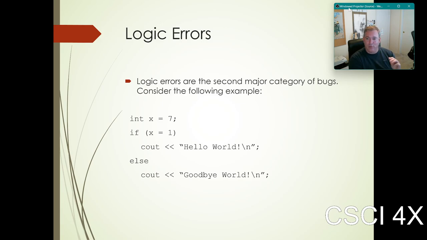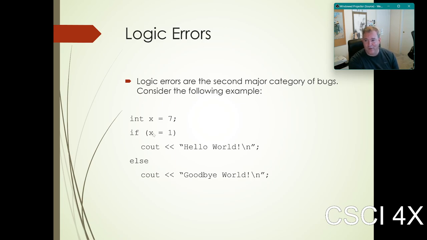X will never equal one. You would think, but you'd be wrong there. X will in fact equal one. So what we've got here, and Otal, very good job with that: one equal sign is assignment, two equal signs is comparison.